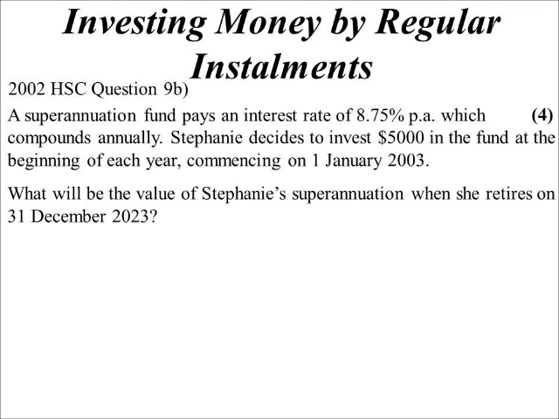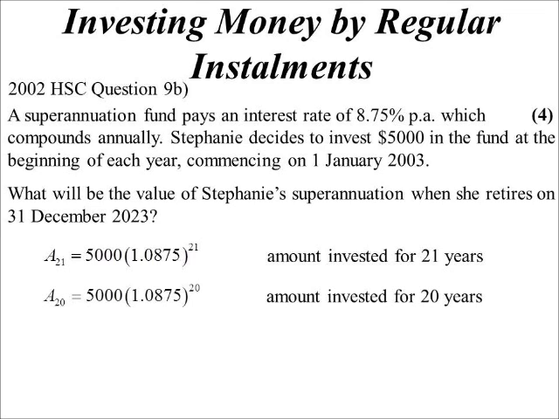Well, that very first investment that she makes, that $5,000, will be, well, apply the interest rate, so 1.0875, but it'll be in there for 21 years. Because it'll be in there for all of 2003, all of 2004, all of 2005, and so on, all of 2023. She takes it out then. So 21 years it'll be in there for.